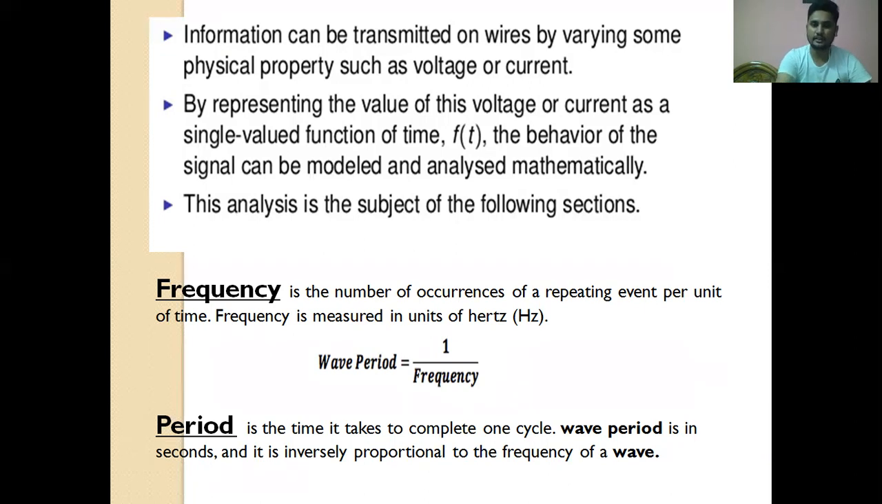So how is the signal transmitted? Generally in guided transmission media, we are using wires. Which type of wires? It may be a coaxial cable, a fiber optic cable, or a twisted pair cable, whatever it may be. We are using one particular type of physical connection here in the guided transmission media. So how is the data transmitted in that physical medium?